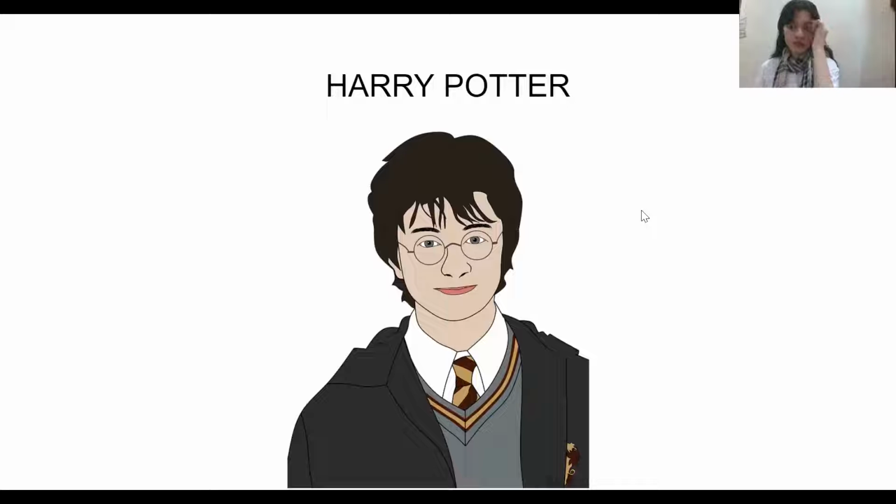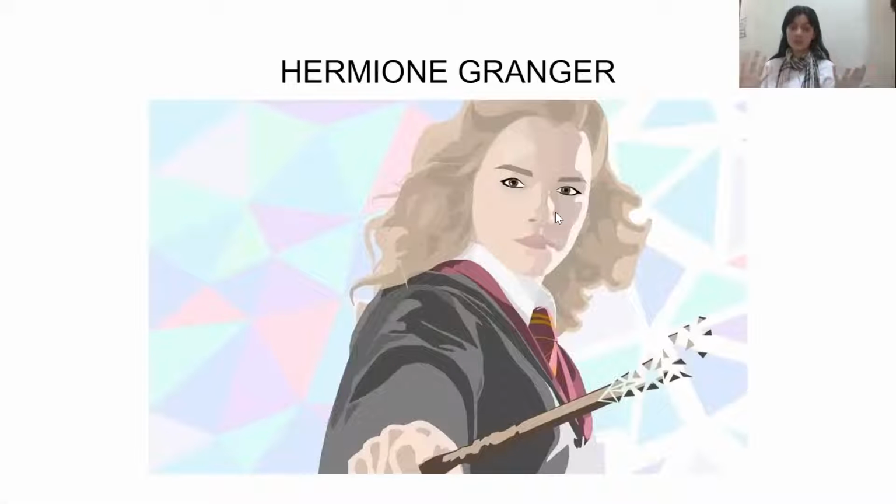And he also has a scar on his forehead. If you look at it carefully, he has a scar over there, and that is what he is known by. Okay, cool. The next person that we have is Hermione Granger. So she is Harry Potter's best friend, and she is a muggle. So a muggle simply means that her mom and dad are not wizards and witches. They are normal people like you and me. So that's why she's a muggle.